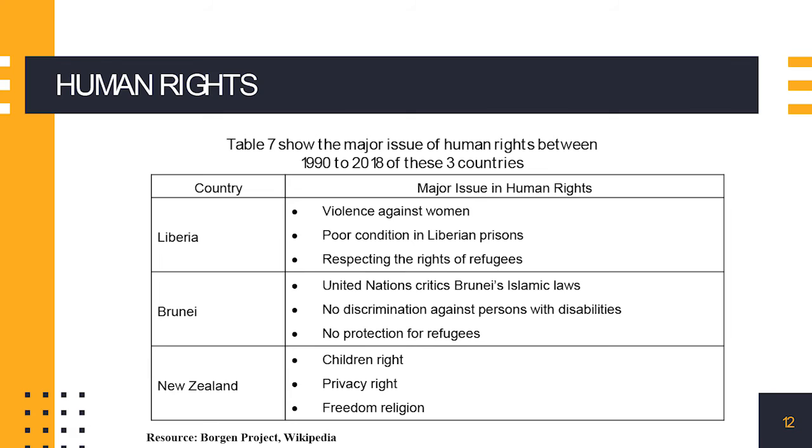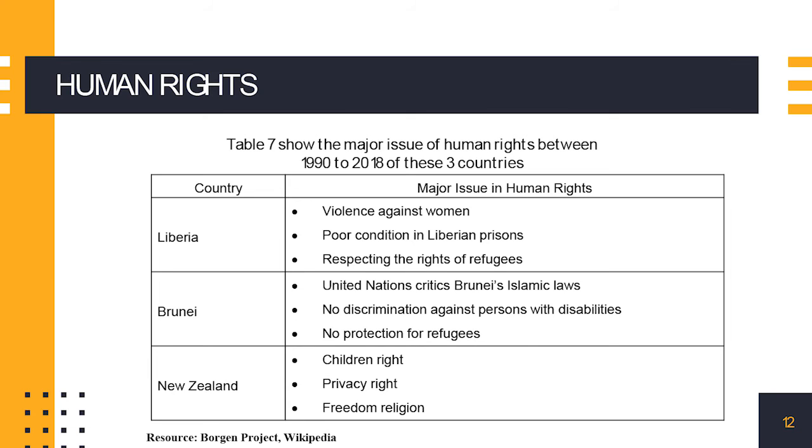Other than that, there are also issues regarding the condition in Liberia's prisons. The condition was harsh and at times life-threatening due to overcrowding, failing infrastructure, and inadequate medical care. The food also was not enough to feed all the prisoners properly.